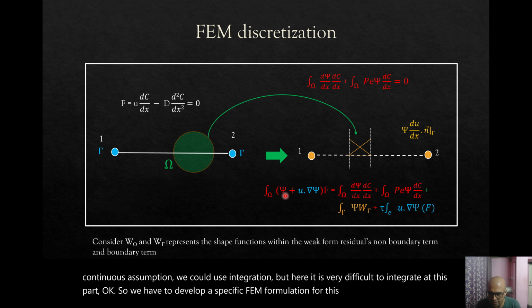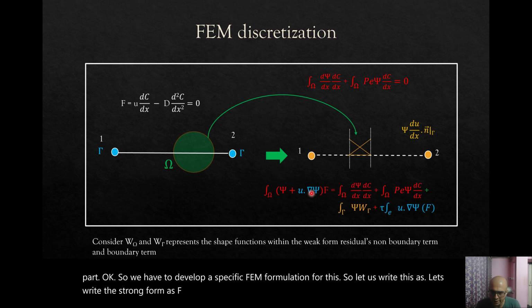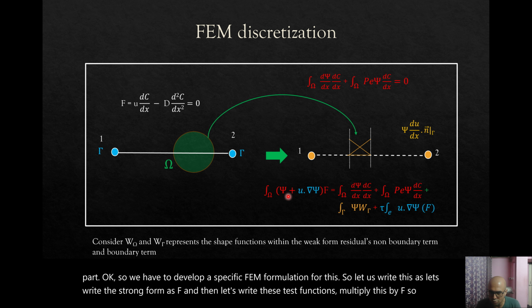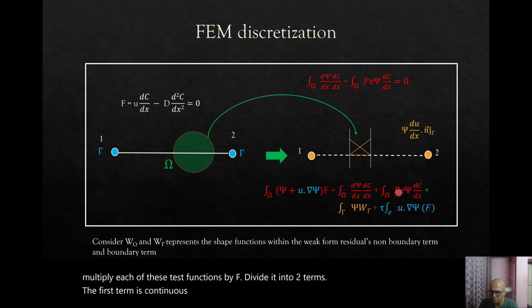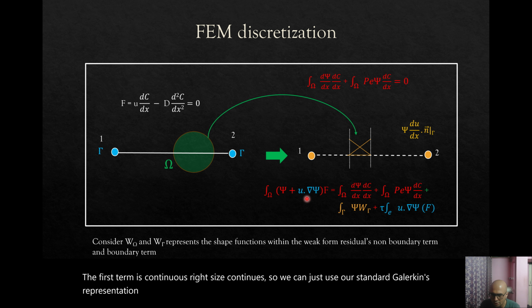So let's write the strong form as f, and then let's write these test functions, multiply this by f. So we'll multiply each of these test functions by f, and divide it into two terms. The first term is continuous, right? Psi is continuous, so we can just use our standard Galerkin's representation here. And this term is discontinuous.